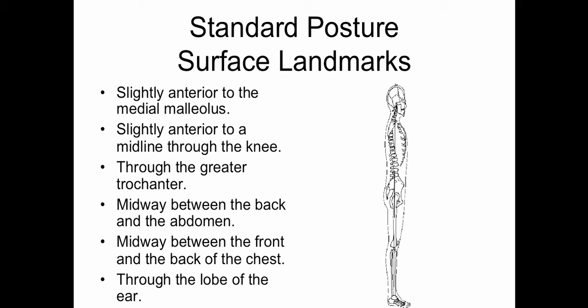We can use a plumb line to describe normal posture or to identify variations from normal. When standing laterally to a plumb line, the string will pass slightly anterior to the medial malleolus, or the outside ankle bone, slightly anterior to the knee, through the greater trochanter, or the hip bone, midway between the back and the abdomen, midway between the front and the back of the chest, and through the earlobe.